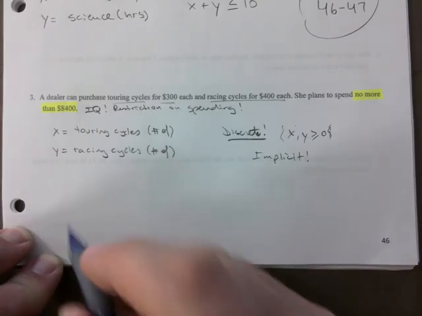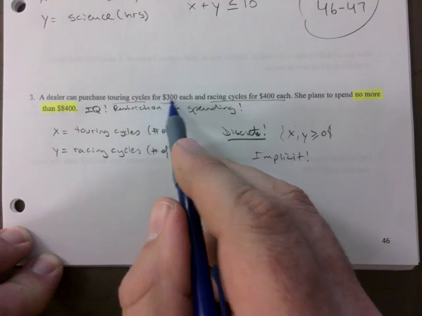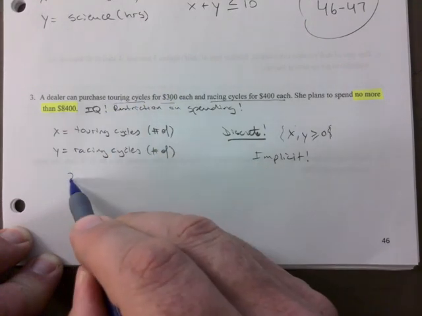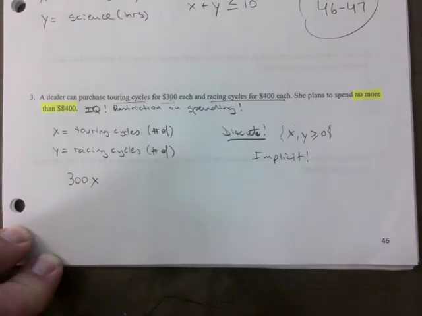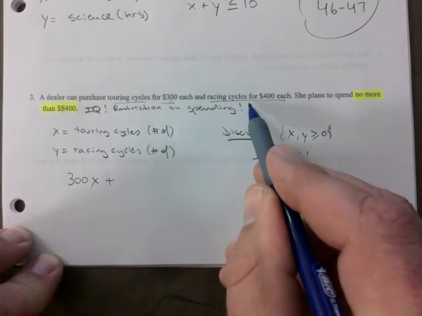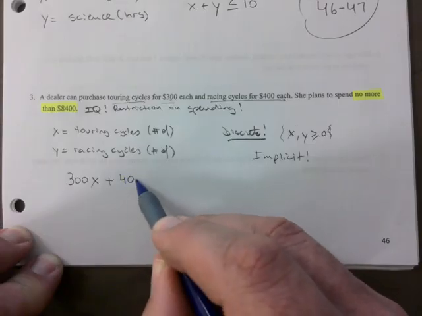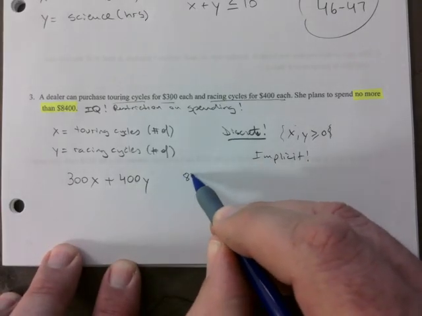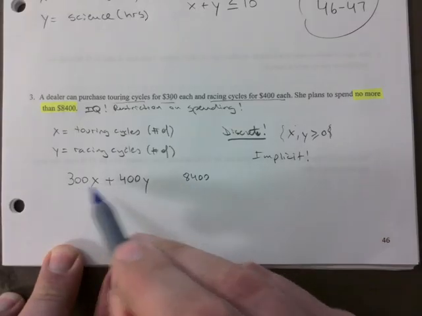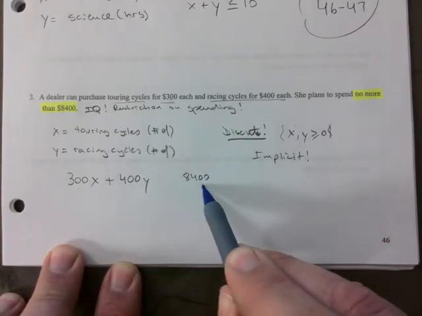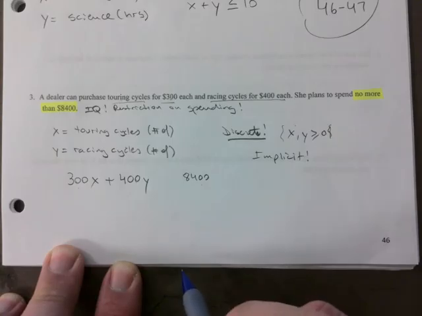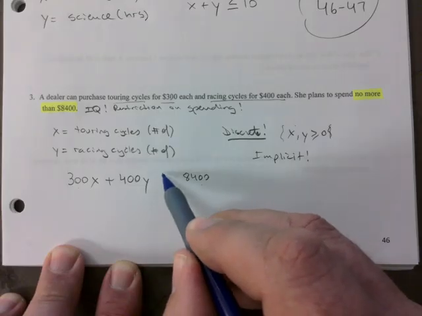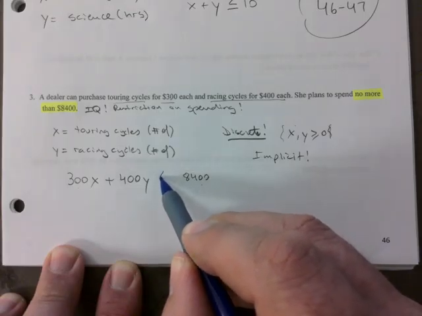That's what that means. So now we're having 300 attached to touring cycles. So you go 300X, and 400 is attached to racing cycles. So you go 400Y. Right? That's kind of what the question is saying. Something $8,400, right? Everything has a dollar amount here. So now you just have to figure out which way is the inequality pointing. No more than. Which way would it be going? Should be going like this.